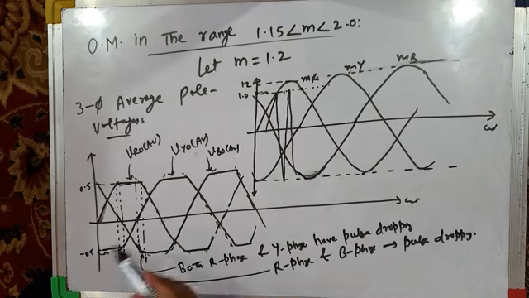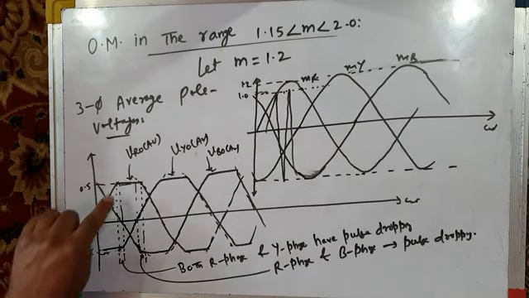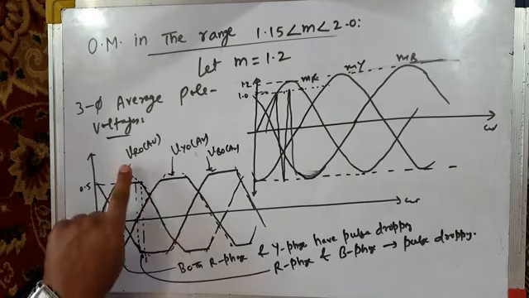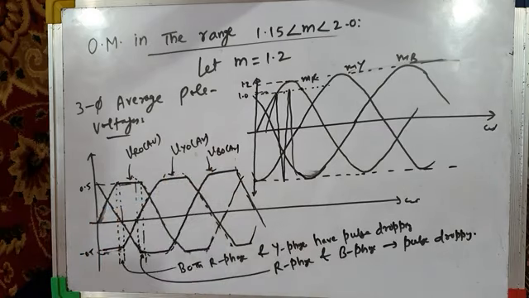Whereas in the previous case, we found that at any instant of time, only one phase leg has pulse dropping. The other two phase legs switch. But in this case, we have certain intervals of time when two phase legs have pulse dropping and the third phase leg is switching. Okay, so these are the instantaneous average pole voltages, VRO average, VYO average, and VBO average.